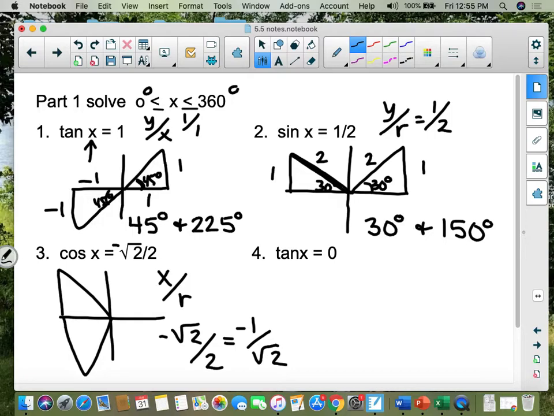But you can never leave a root in the denominator in math. So what do we have to do to finalize our answer on the test? We had to multiply the top and the bottom by root 2. This is the x. This is the r. The x is a negative 1. The radius is root 2. Does that look better than what it was?